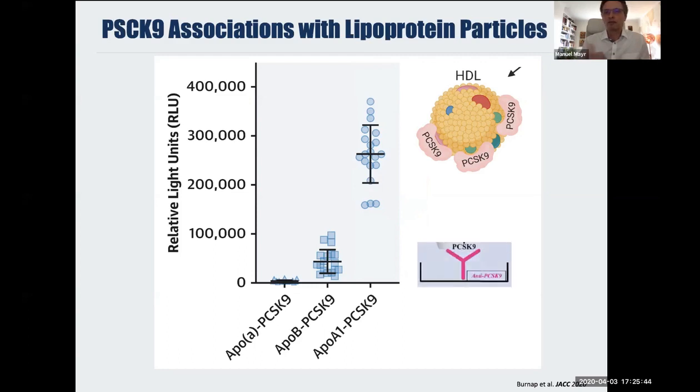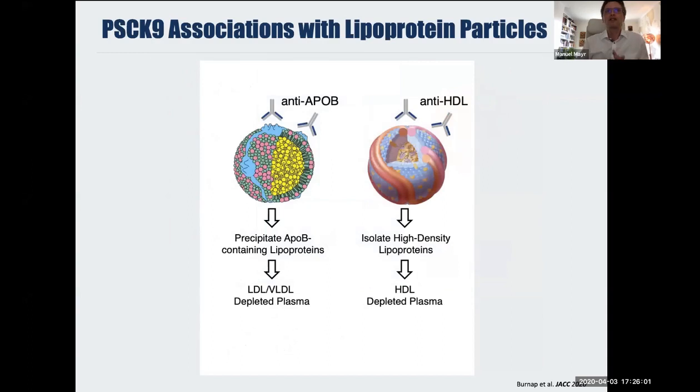There's, however, one big limitation to this assay, and again, this is we are using an antibody to capture lipoprotein particles. The lipoprotein particles have different sizes, so therefore the capture may vary in efficiency. So we really thought we need an additional readout to confirm this finding, and we used a depletion method. On one hand, a depletion for ApoB containing lipoproteins, and on the other hand, a depletion method for HDL.